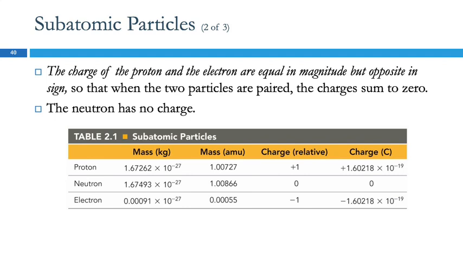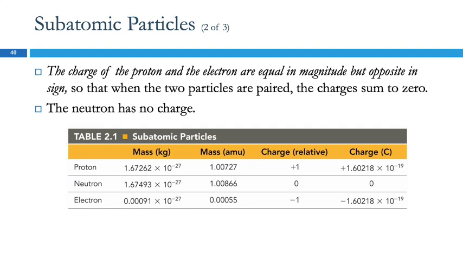So here are some things you do need to know. The charge of the proton and the electron are equal in size, in magnitude, but they're opposite in sign. So if you put a proton and an electron, did I say neutron? I hope not. The proton and the electron. If you put a proton and electron together, overall they have no charge. The neutron is neutral, it has no charge.